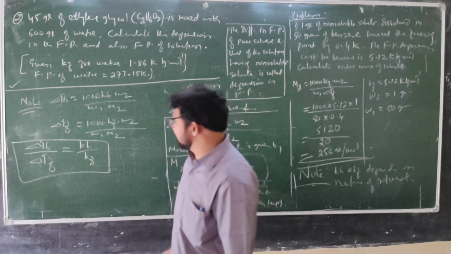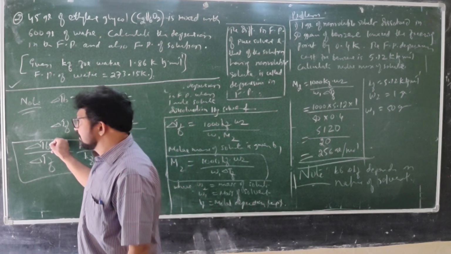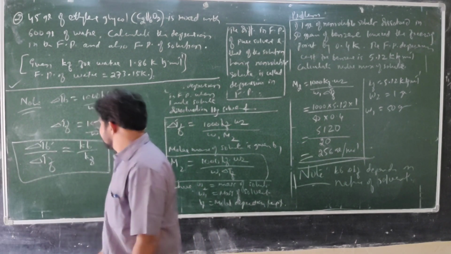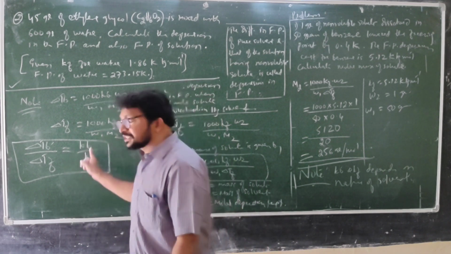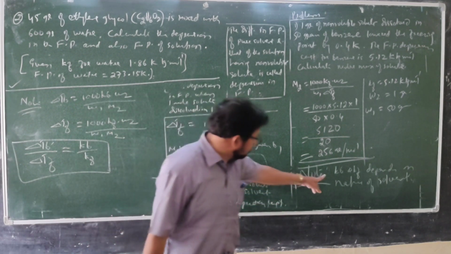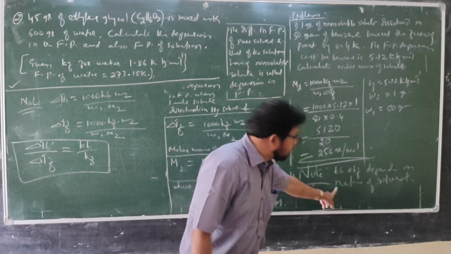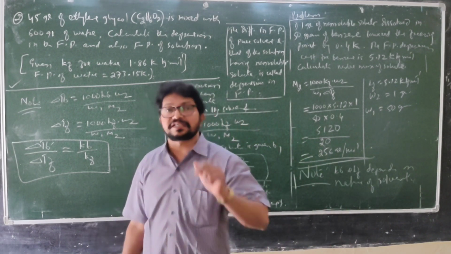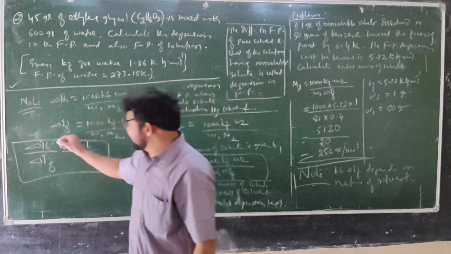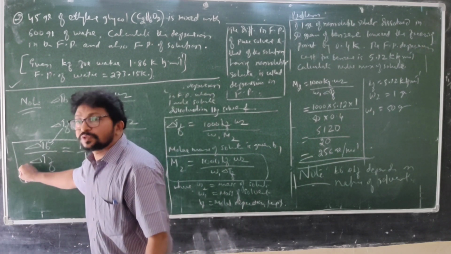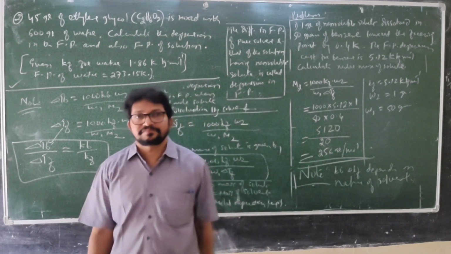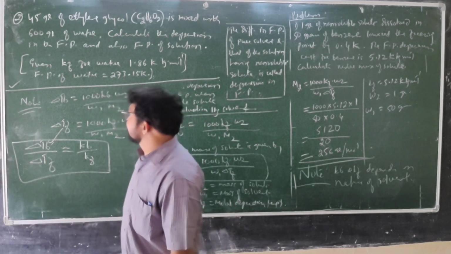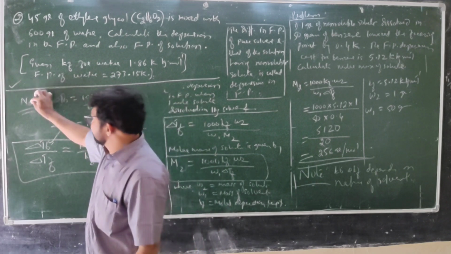Suppose you are given the elevation in the boiling point and these two are constants. I told you Kb and Kf depend on the nature of the solvent, they are constant. Then if delta Tb is given, you can find delta Tf and vice versa. This is also another very useful piece of information.